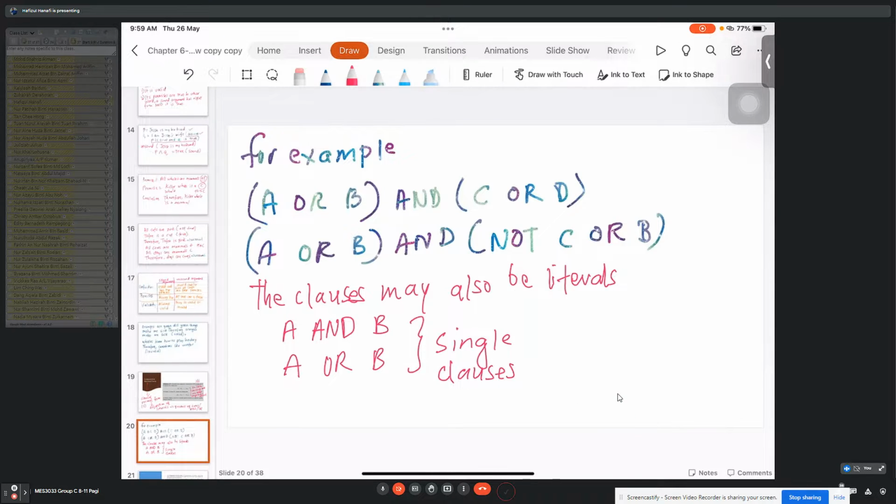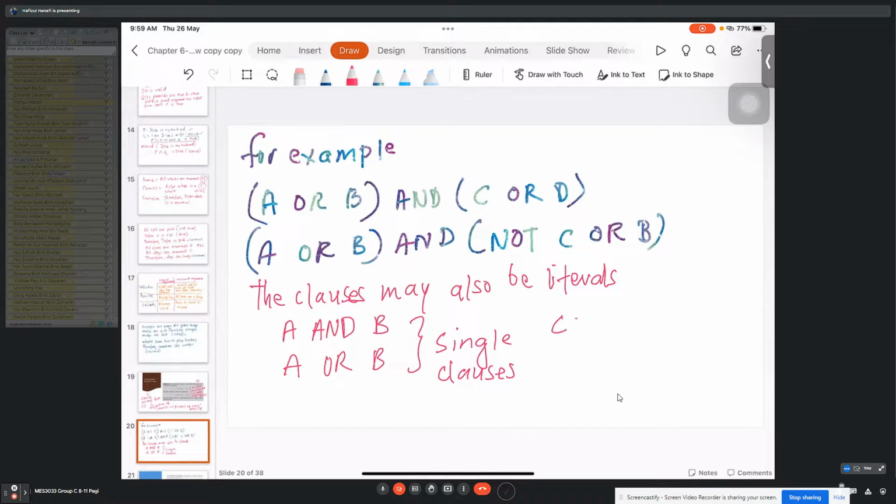For example, we have (A or B) and (C or D). This is a canonical form. Or we can have (A or B) and (not C or B). The clauses may also be literals. A literal means a single clause, for example A and B, or A or B.